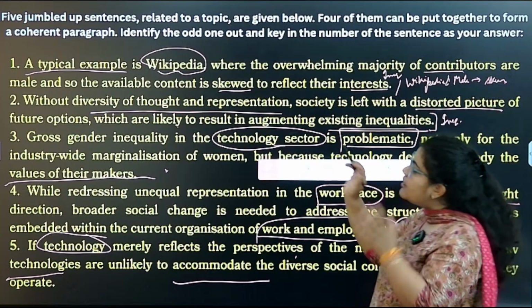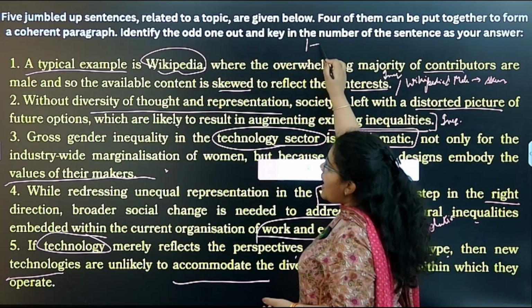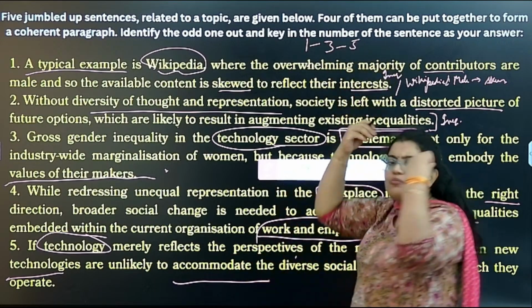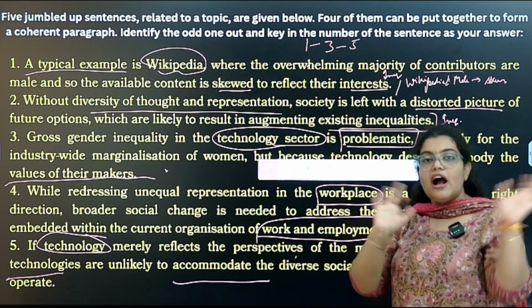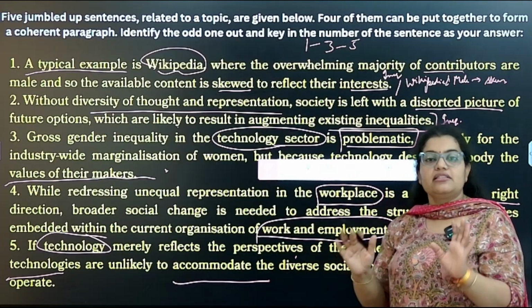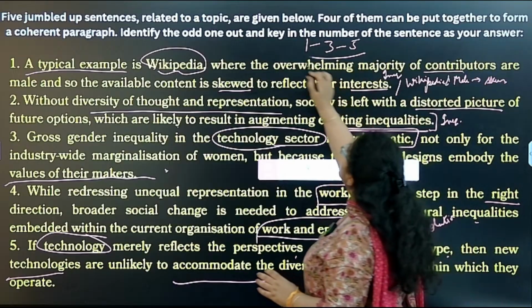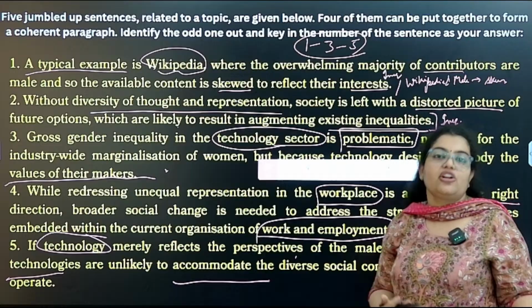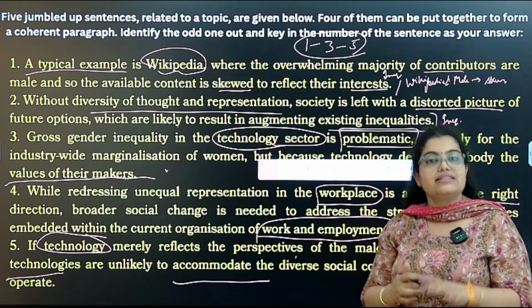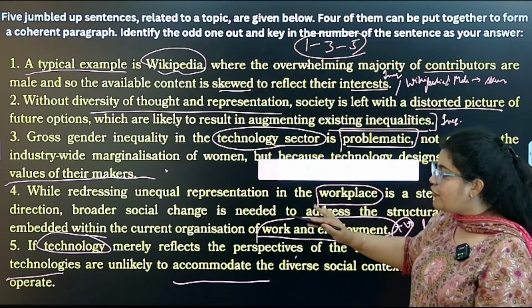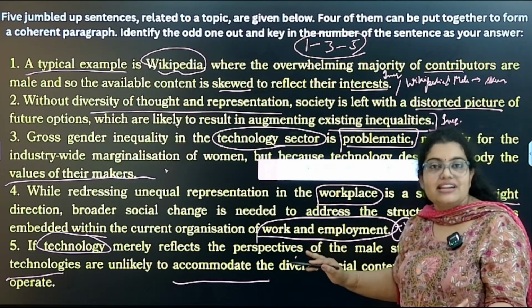So one thing is clear: sentence 1, sentence 3 and sentence 5 fit in whatever logic. We don't have to create the correct sequence, whether 5-1-3 or 3-1-5, but we know they are talking about a similar idea, about the technology sector and the inequalities in the technology sector. Now, out of the 2 and 4, we need to figure out which one is the odd one out.